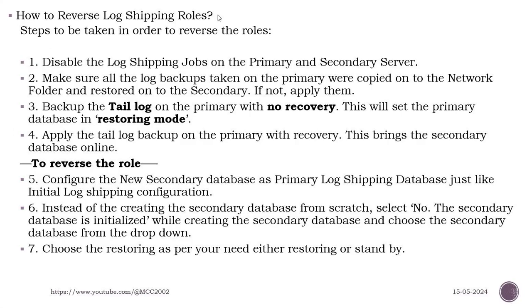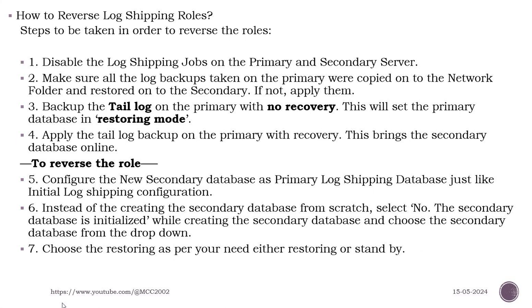Log shipping roles. So a step is that you just disable the jobs on primary and secondary, that is the full backup and copy and restore jobs, and then you have to perform a tail log backup on primary with no recovery. Okay, so this is the way for reverse. Or we can just do a failover.